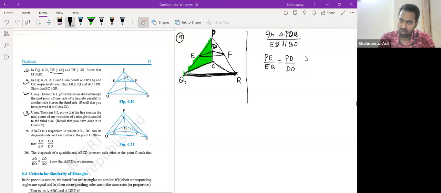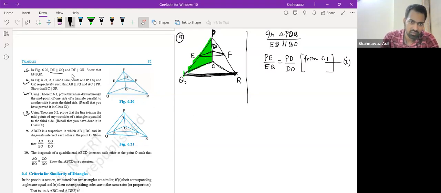Okay, so from theorem 6.1 we have this information, so let us keep this information. This is the first information. Now, what is the other information which is given? DF parallel to OR. So which is the triangle? Hashid, you tell me what would be the triangle?